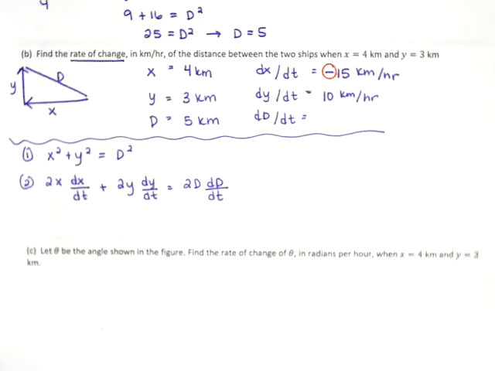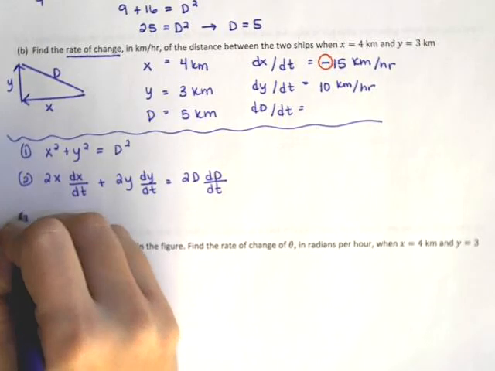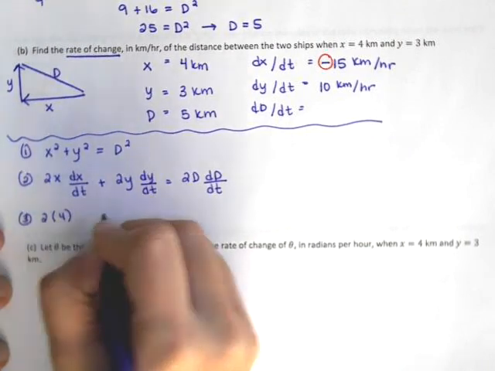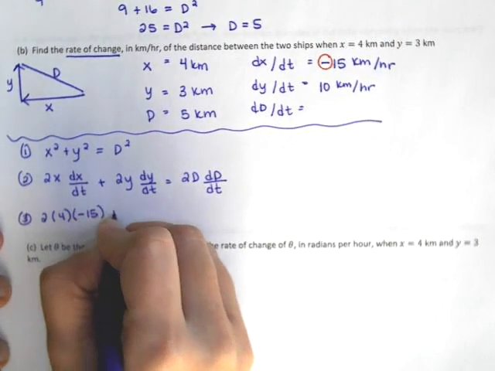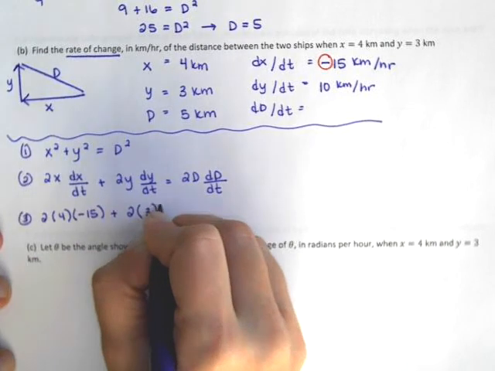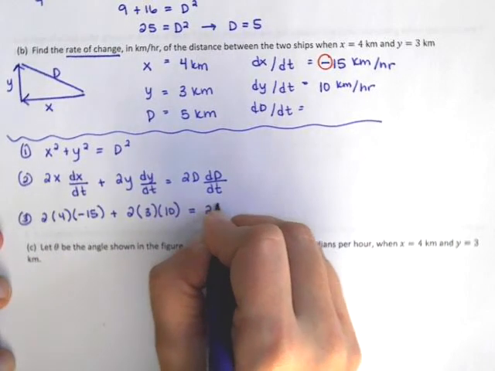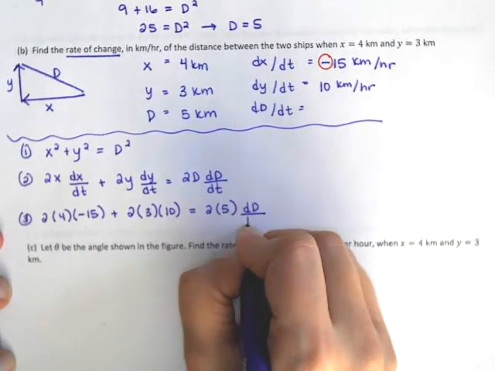Every single one of these variables is changing with respect to time. The boats are sailing, their distances are changing, therefore when you take their derivatives, they all have to be changing with respect to time. Now let's fill in the numbers. Remember, we never fill in the numbers till we take the derivative. After the derivative is over, we can fill in the numbers. So we've got 2 times 4 times negative 15 plus 2 times 3 times 10 equals 2 times 5 dd/dt.